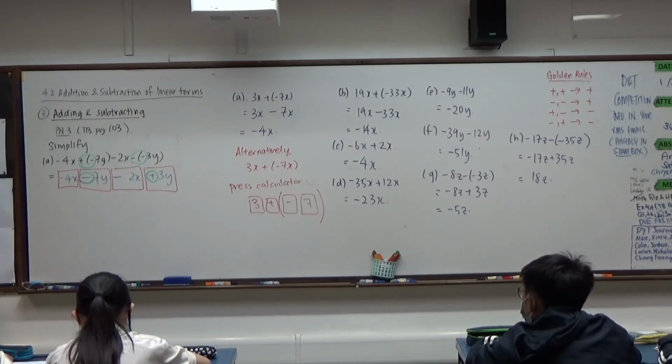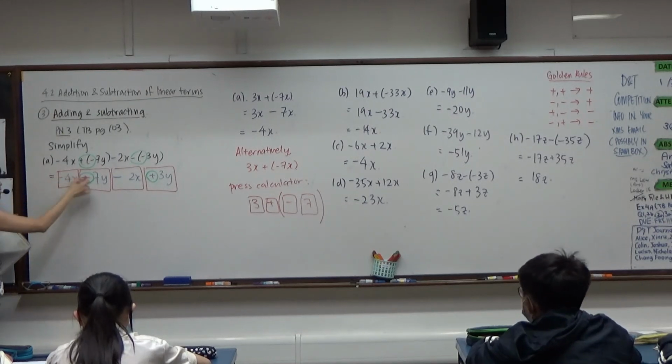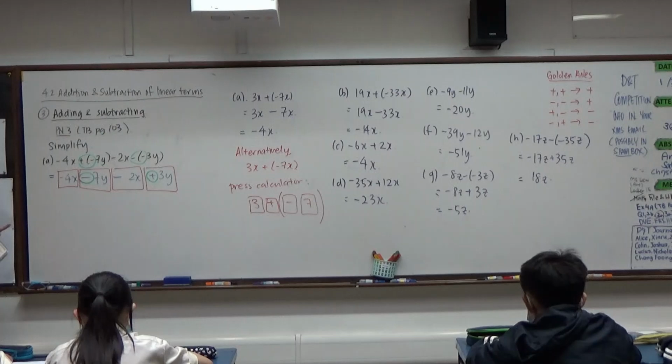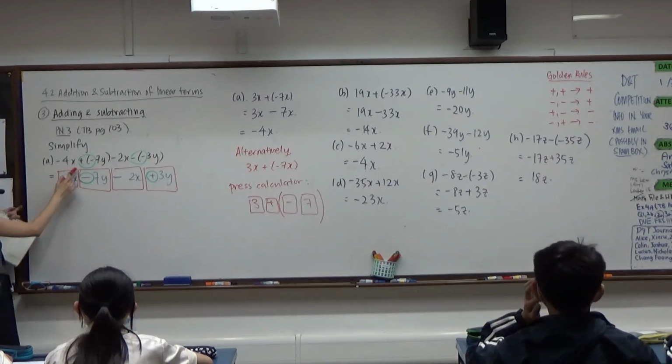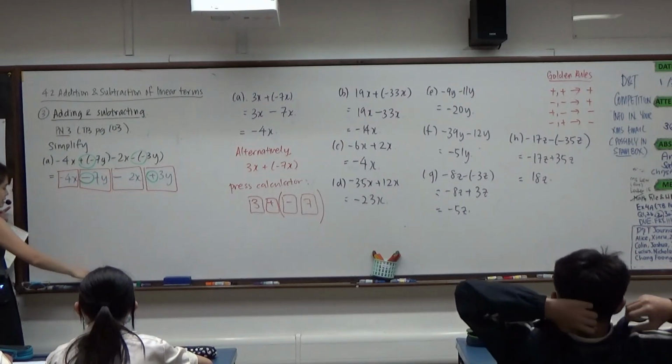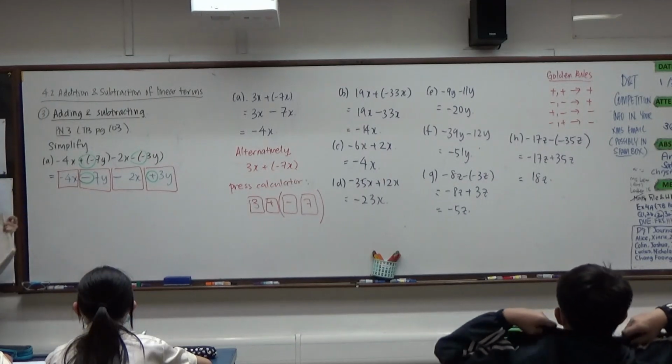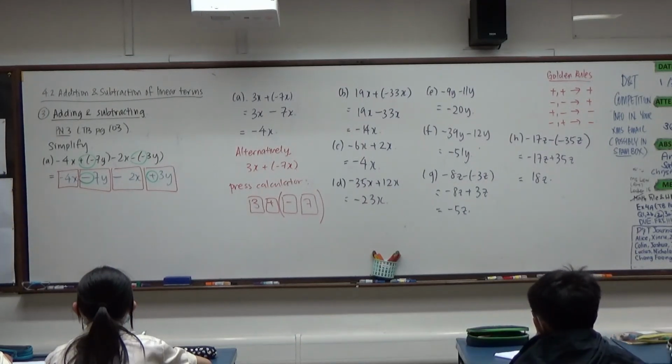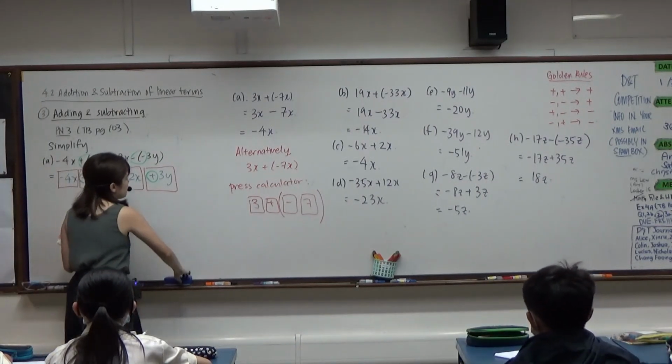Take note, I'm not putting in any brackets. You cannot put brackets like that. Okay, because if you put brackets, then it's all going to be multiplication already. Then it's a whole different story. Okay, so I'm just grouping things up by using this box over here. I'm going to shift them around. Okay, why is it that I can shift them around?